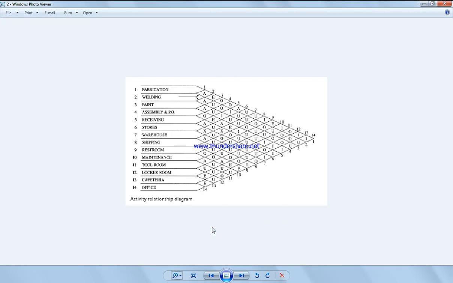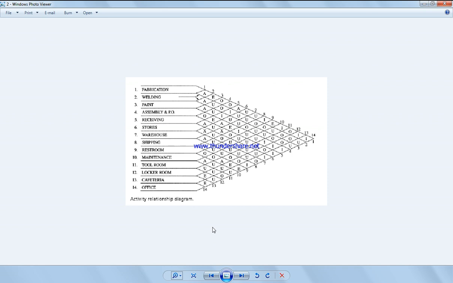After drawing the activity relationship diagram or affinity diagram, it describes the desired closeness between two activity centers. And this closeness or code, which is A, E, I, O, U, and X, could be broken into qualitative and quantitative components in order to facilitate the assignment of the code.